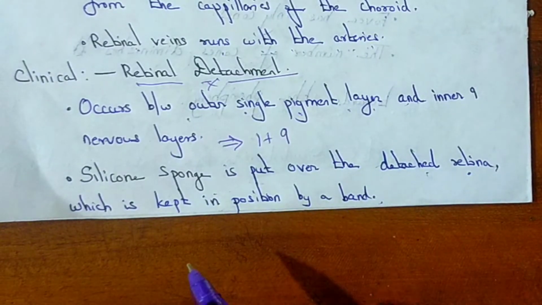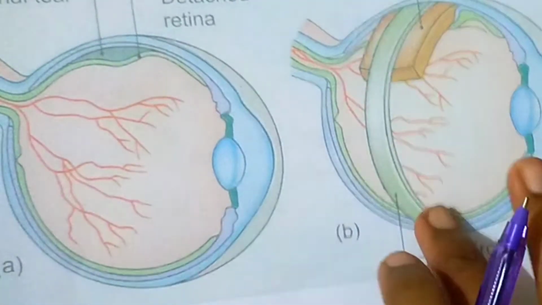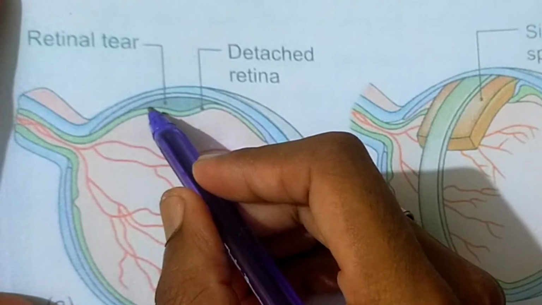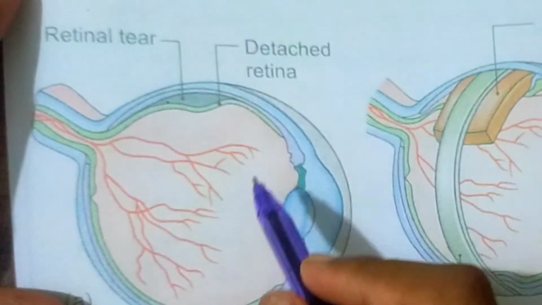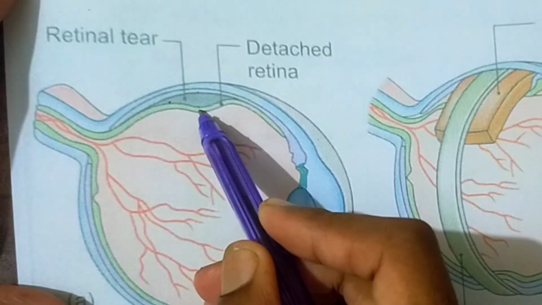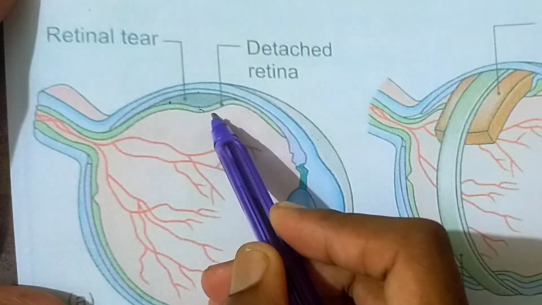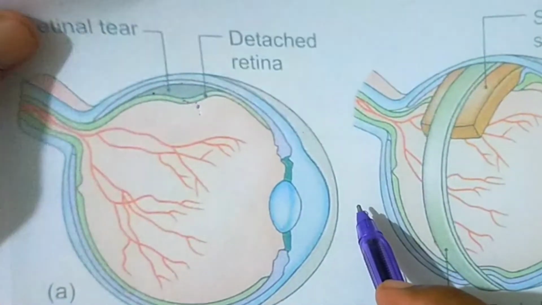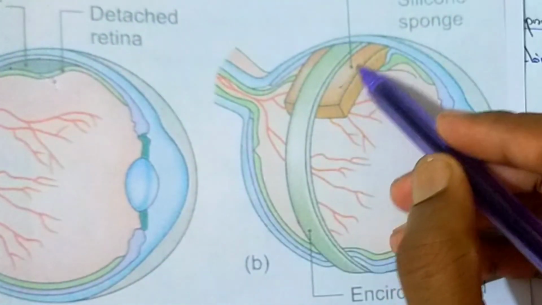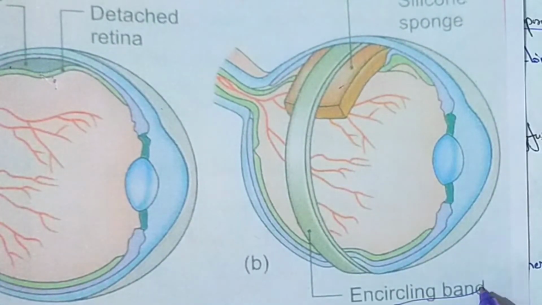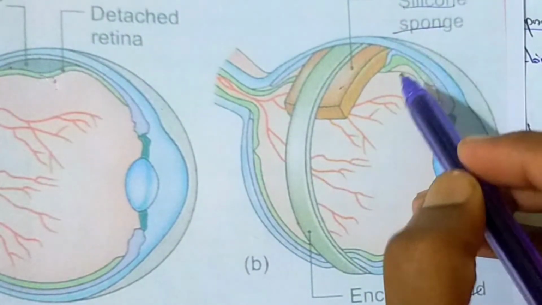Let me show you here. Yeah, this is the retinal detachment or the retinal tear. See, this is the outer pigmented layer, and these are the other 9 layers of retina. You can see here a silicon sponge is put over it, encircling the band. Silicon sponge, it's very important.